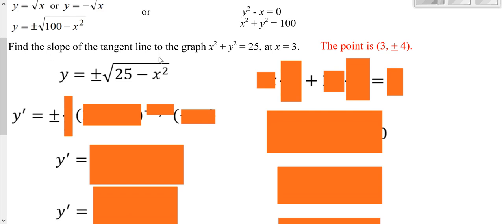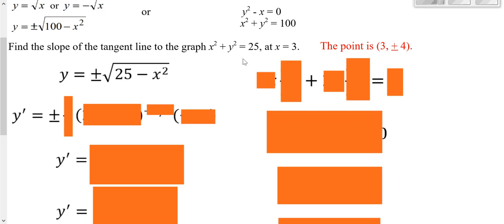So let's look at this problem here. Find the slope of a tangent line to our circle, x squared plus y squared equals 25, when x is 3. You'll notice over here I have this as being the point. You might be wondering, well, how did I figure out the y value? Well, if x is 3, plug it in, get 3 squared, which is 9, plus y squared is 25. So we get y squared to be 16. You take the square root of 16, you get plus or minus 4. So that's where that comes from.